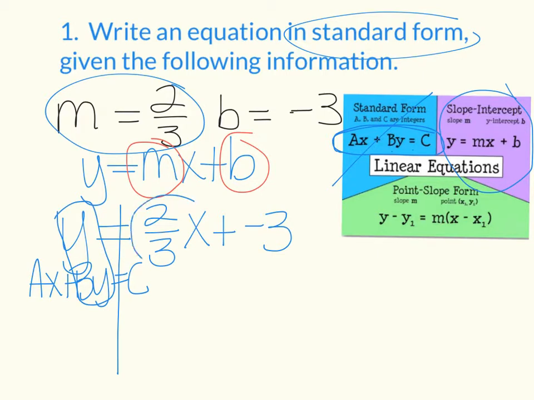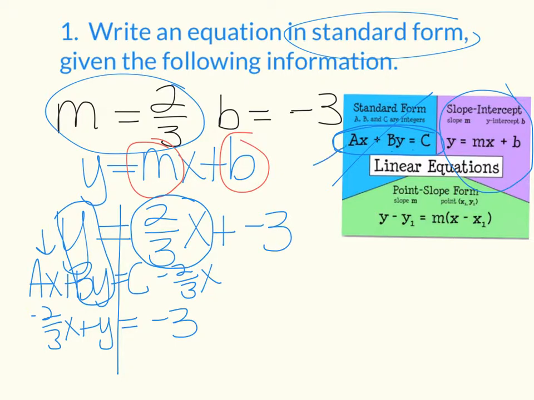Now this is our x term. It's on the right side, and I want it on the left side, so I'm going to have to move that over. In order to move it, I have to subtract it because it's a positive. Then I'm going to bring down my -3. So right now we have -2/3 x plus y equals -3. It's almost in standard form, but in standard form, this a has to be positive and it has to be a whole number.